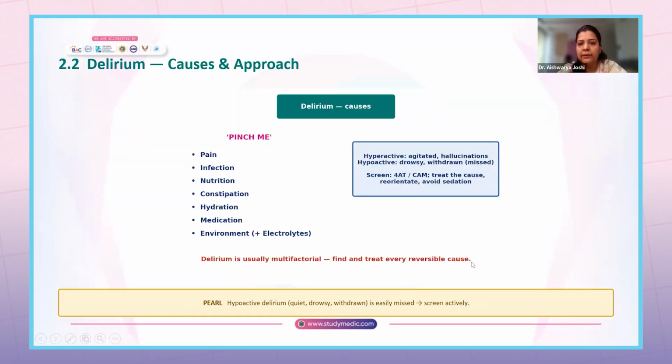Okay. Coming to the rule for delirium, hypoactive delirium, where the patient is quite drowsy and withdrawn, is typical in elderly and should be screened actively, and it can be multifactorial. So you need to find all causes and treat all causes.